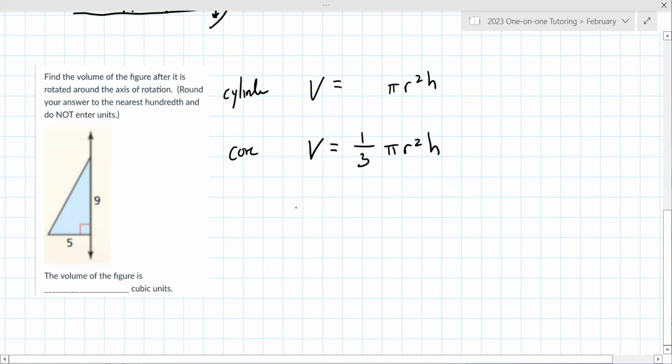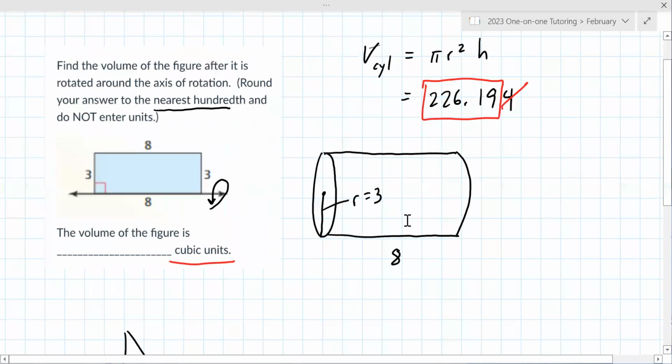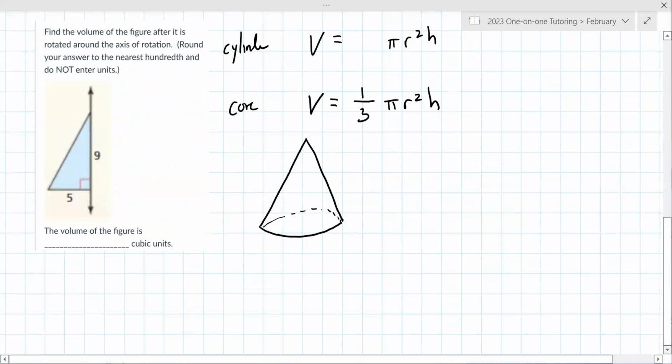Now, one of the things that I bet you didn't do is draw the cone. No, I didn't. Okay. And I bet you didn't know to draw the cylinder, but you've got to draw the shape that it becomes. What is the height of this cone? 9. Very good. What is the radius? 5. Yes. Any questions about that?